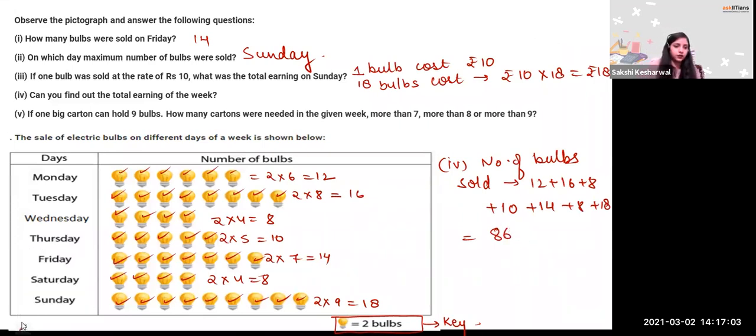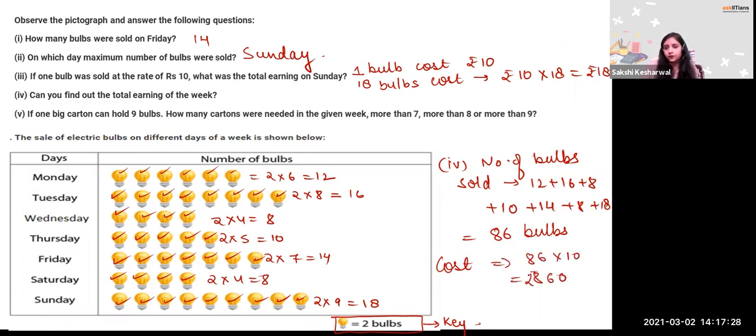86 bulbs, right? So the total earning will be how much? 86 bulbs. Just see the calculation: 12 plus 10, 20, 20 plus 16, 36, 46, 46 plus 14, 60, 60 plus 18, 78, 78 plus 8. So the cost will be how much? It will be 86 into 10 rupees, which equals what?